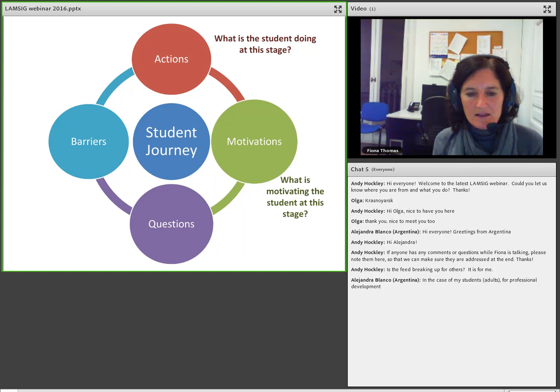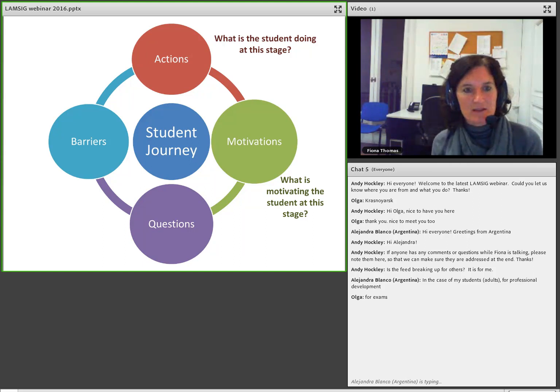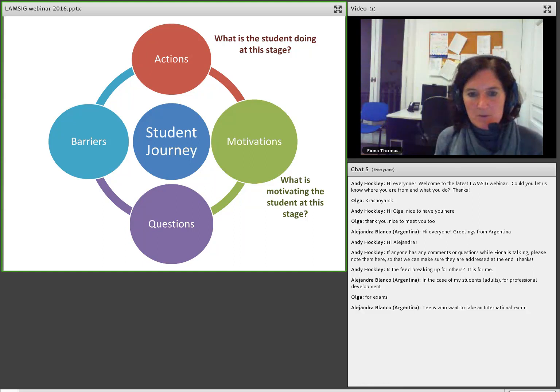Alejandra is typing. Okay, in the case of your students, for professional development. That's very interesting. It's very important to know what's motivating people. So professional development. They're in jobs presumably, and they're looking to get better in English, maybe to get a better job, for promotion, or to be able to perform better in their current jobs. Anything else?